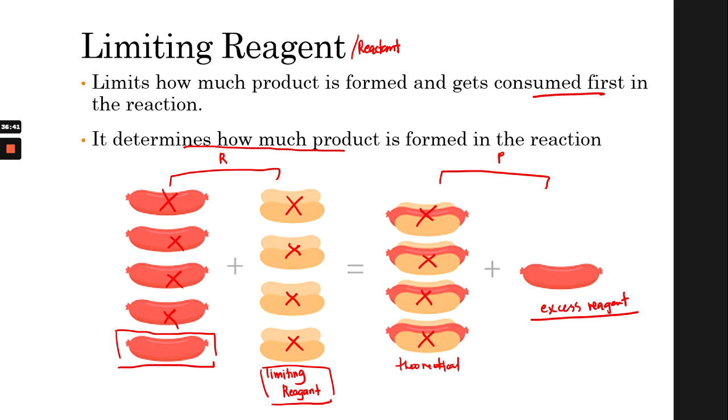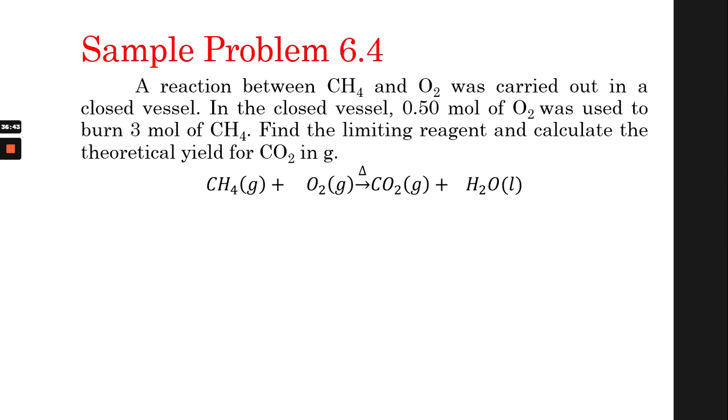So now let's take a look at our example. A reaction between methane, CH4, and oxygen, O2, was carried out in a closed vessel. In a closed vessel, 0.50 moles of O2 was used to burn 3 moles of CH4. Find the limiting reagent and calculate the theoretical yield for CO2 in terms of grams.